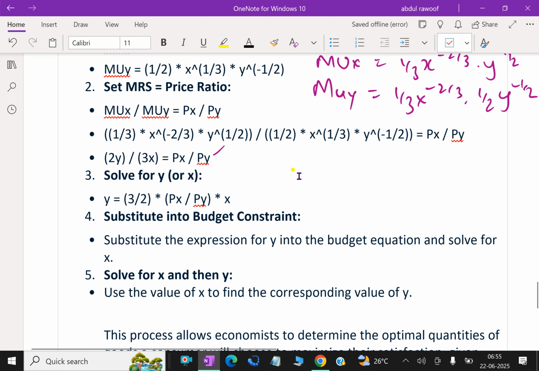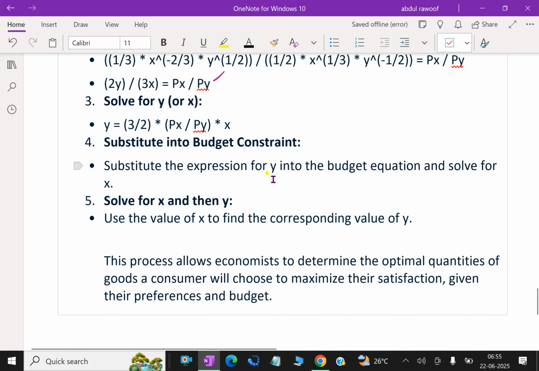Substitute into the budget constraint. Substitute this expression for y into the budget equation and solve for x. After solving for x, use the value of x to find the corresponding value of y. This process allows economists to determine the optimal quantities of goods a consumer will choose to maximize their satisfaction given their preferences and budget. If an actual problem is given, we can solve it using this procedure. We have done.